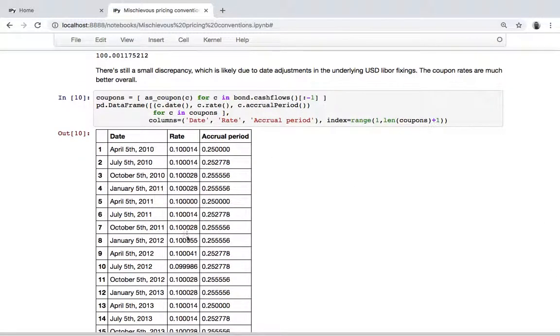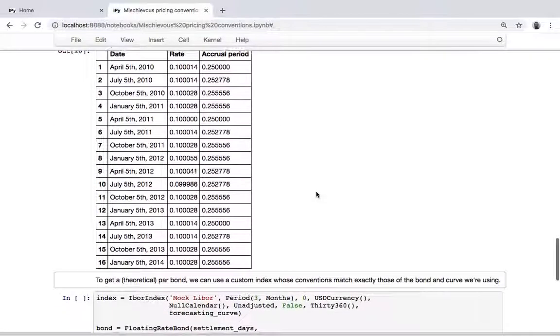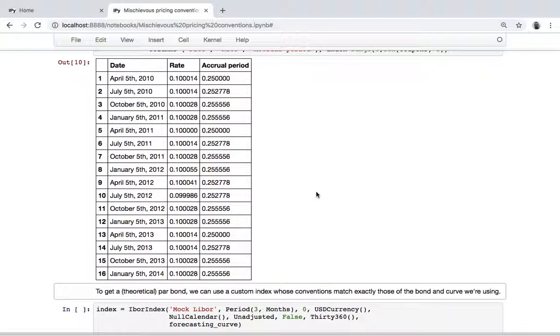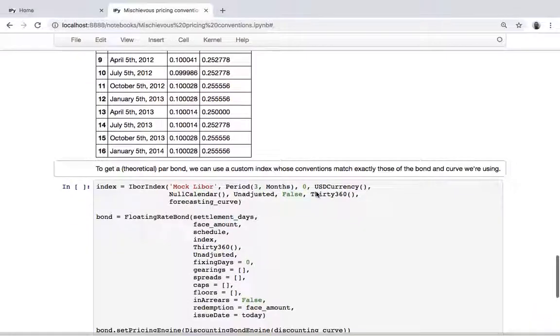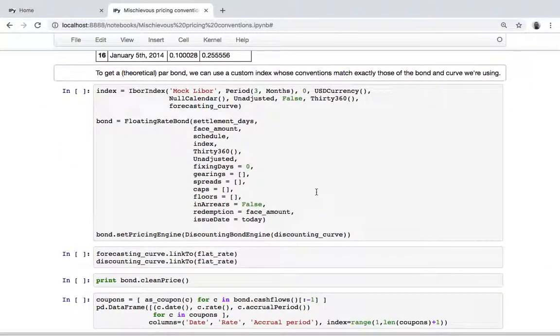We still have some discrepancies here, and those are probably due to adjustments and holidays. We did set the calendar for the schedule to a null calendar, but the internal calculation of the LIBOR fixings still uses the calendar used for the USD fixing, which is a combination of the UK and the US calendar according to the rules for the fixing dates of the LIBORs.